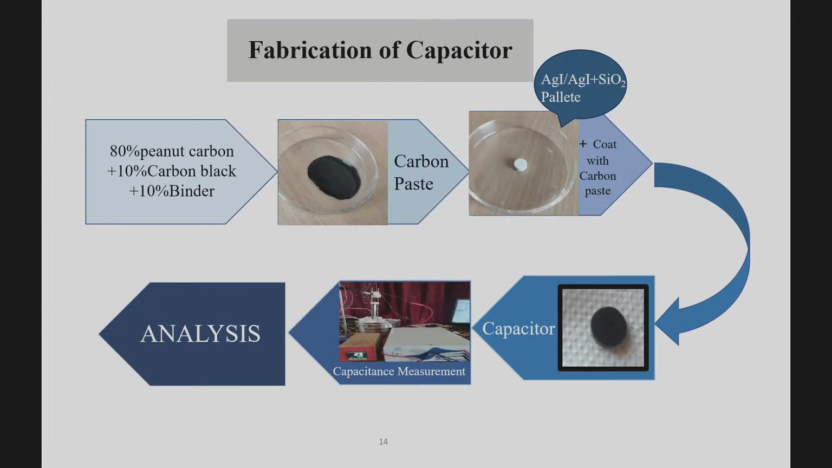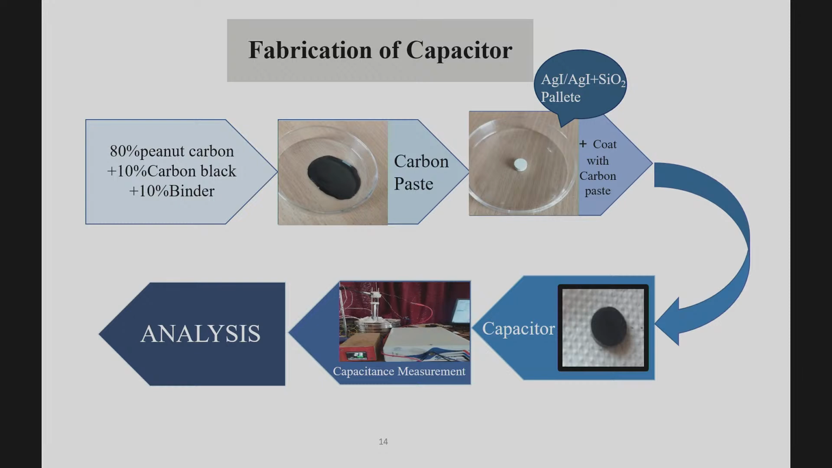We cannot fabricate a battery in our lab, so we are trying to test the electrolyte by making it into a capacitor. For making the capacitor, we use carbon as the electrode. The carbon that we put in our sample is made in our lab as a carbon paste, made with 80% peanut carbon, 10% carbon black and 10% binder.